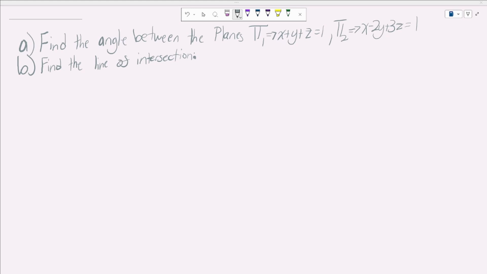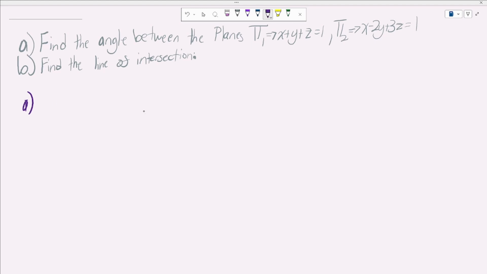Find the angle between the planes x + y + z = 1 and x - 2y + 3z = 1, and then find the line of intersection. So to find the angle between the two planes, we're going to use our definition of the dot product.